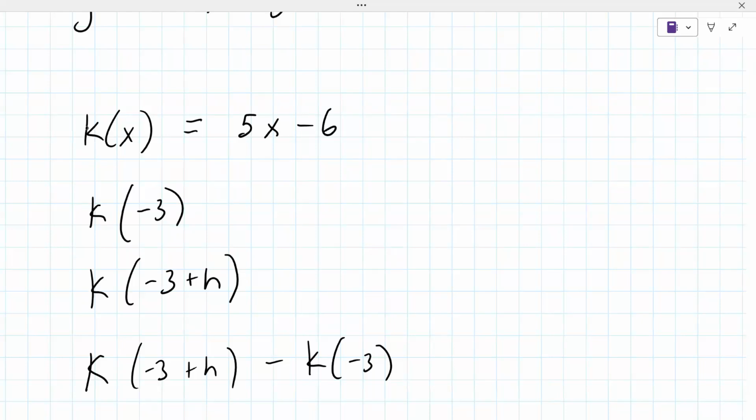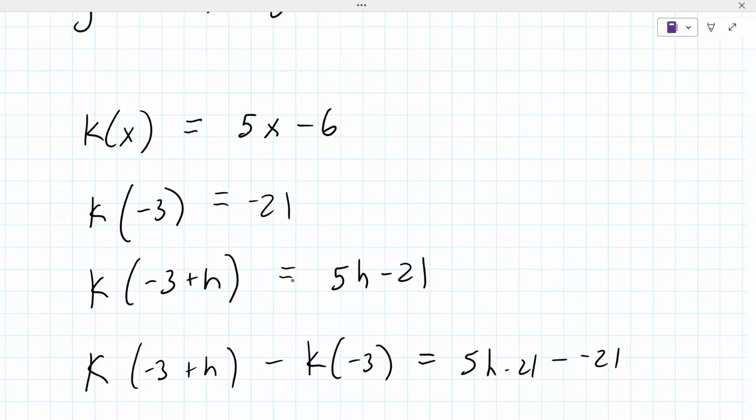Okay, so k of -3, I got -21. Okay, k of -3 plus h, I got 5h minus 21. It'd be -5h. All right. No, I'm sorry. I have the wrong coefficient. That's correct. 5h minus 21. What does this become? Just 5h. Yes.